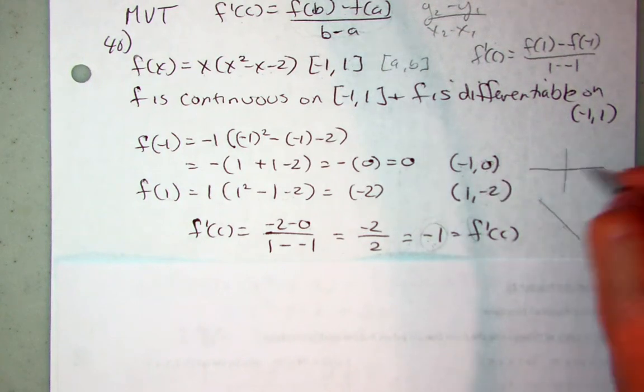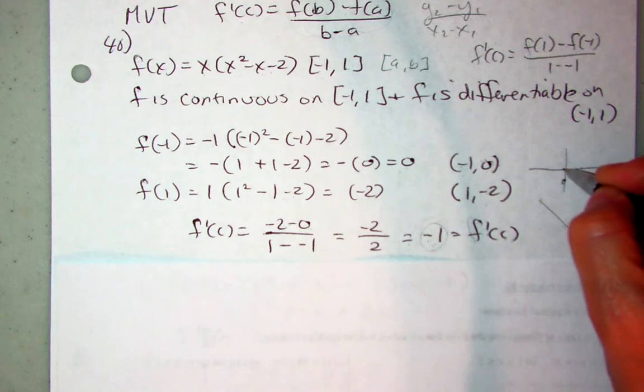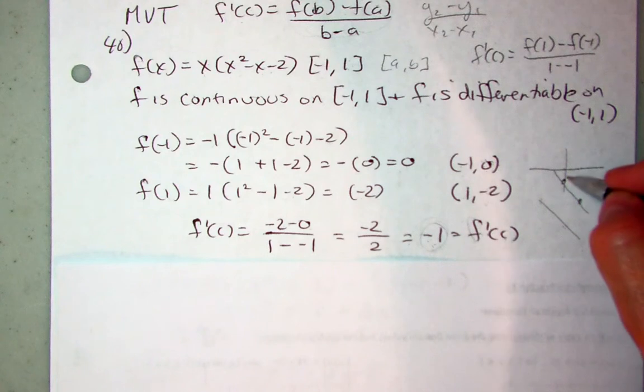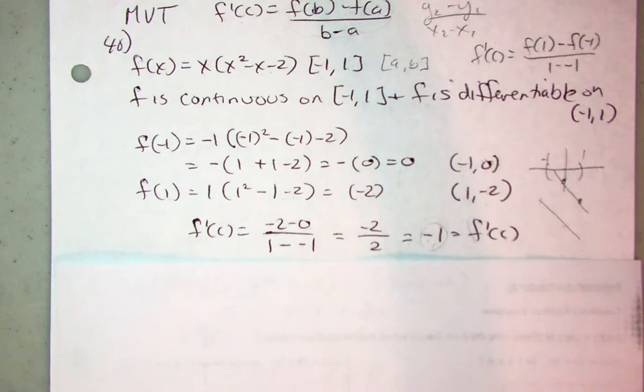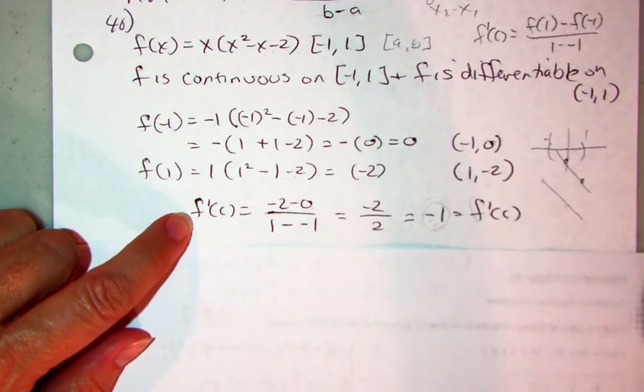All right, let's sketch that out. At -1 it's 0, and at 1 it's going to be -2. There it is. So there's going to be some C in between -1 and 1 in which the slope is the same. So I guess what I need to do now is take the first derivative.